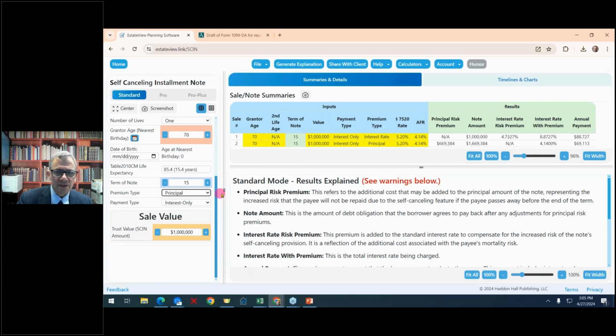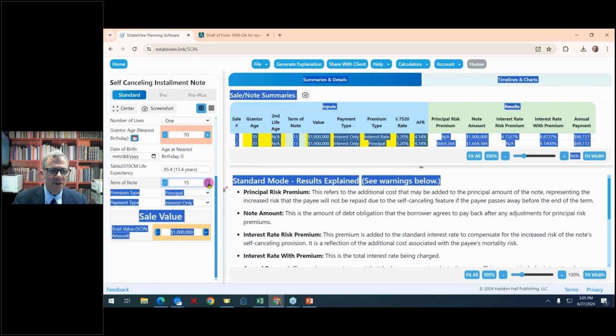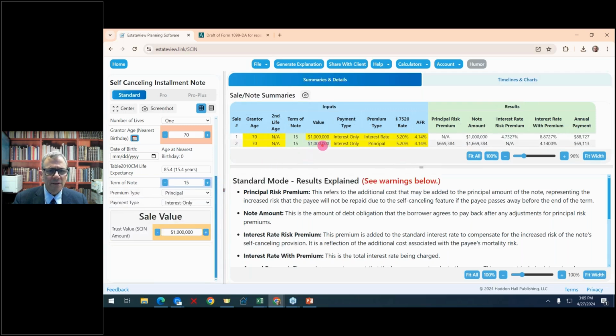Now, another way I could do this, I'll click duplicate, and I could also just pay more principal instead of interest, instead of grossing up the interest. So now, under the same scenario, loaning $1 million, my daughter would agree to pay me back $1,669,000 at 4.14% interest. Her payments are going to be lower each year, but when it balloons in year 15, she's going to have to pay me $1,669,000 instead of $1 million.